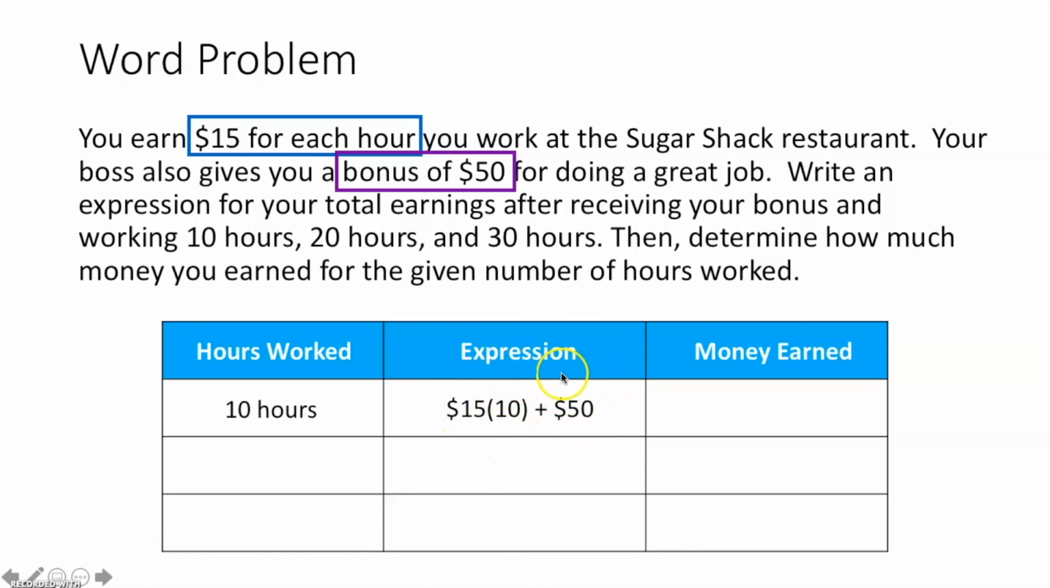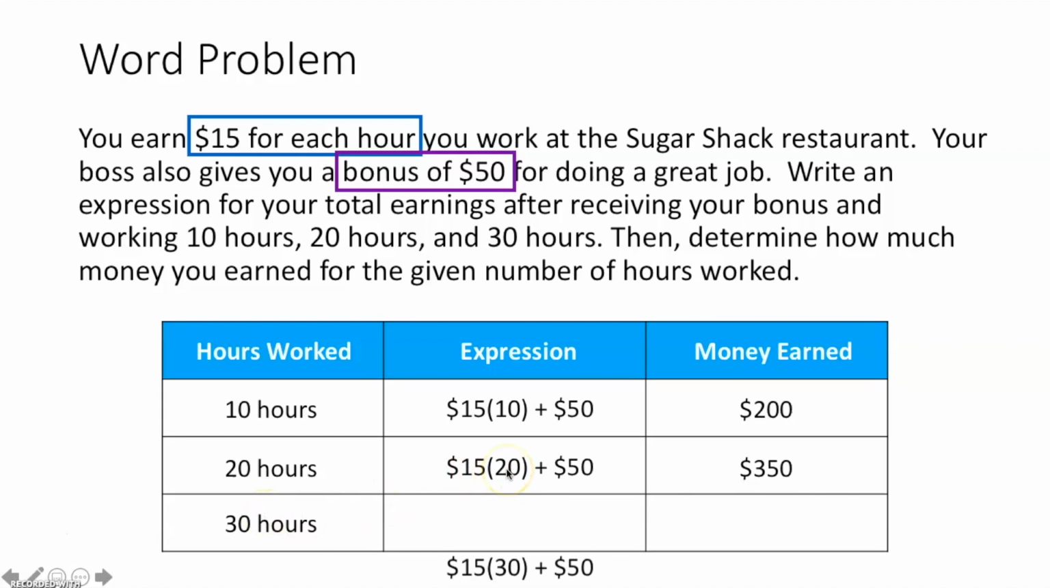When we simplify this, we must do the multiplication first and then the addition. So we do 15 times 10, which gives you $150. Then add that to $50 and you get $200. For 20 hours, you're going to do the same thing. It's going to be 15 times 20 this time, because that's how many hours you worked, plus that $50 bonus. So we go 15 times 20, 300, plus 50, which gives you $350.